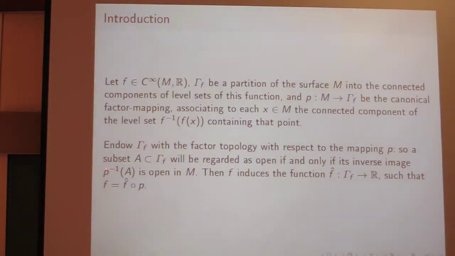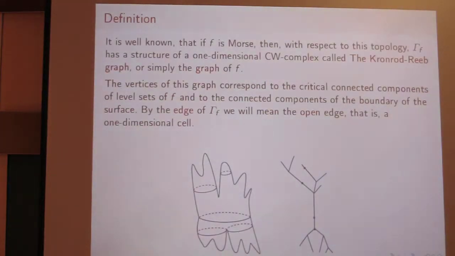So a subset A will be regarded as open if and only if its inverse image P minus one of A is open in M. Then F induces the function F hat, such that you can see. It's well known that if F is a Morse function, then with respect to this topology gamma F has the structure of a one-dimensional CW complex called the Kronrod-Reeb graph, or simply we say the graph of F.